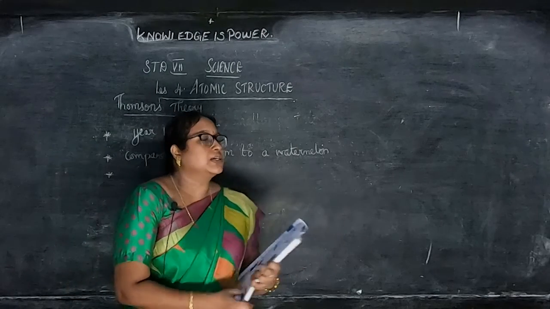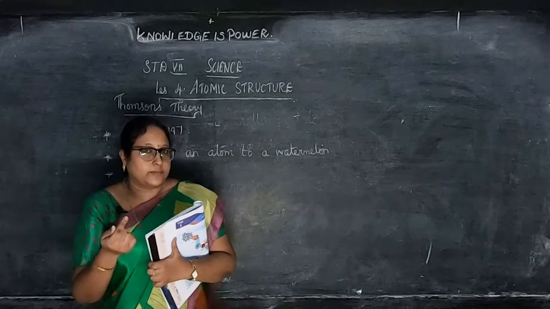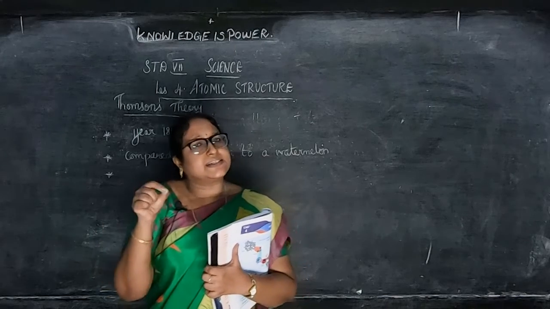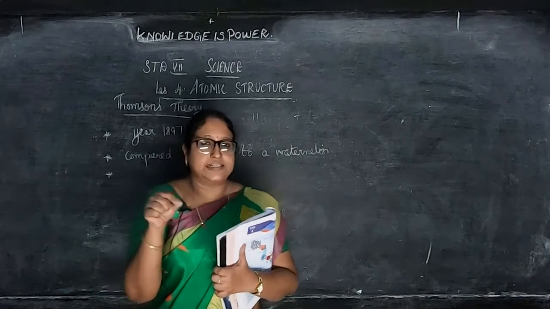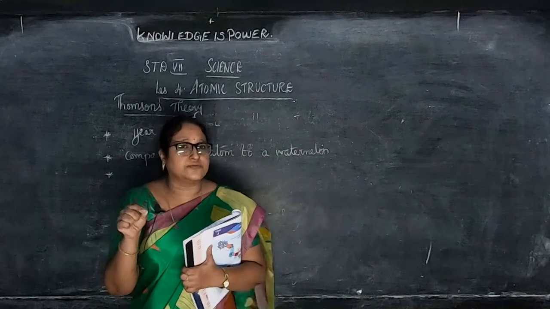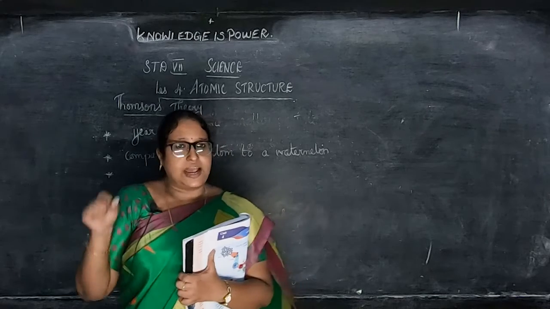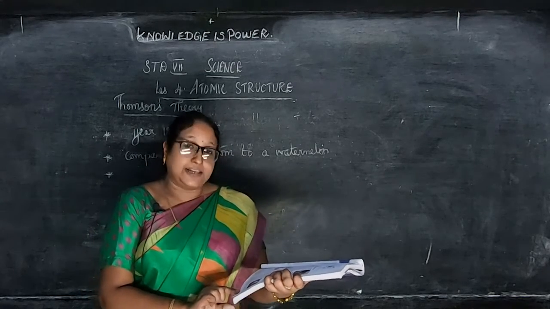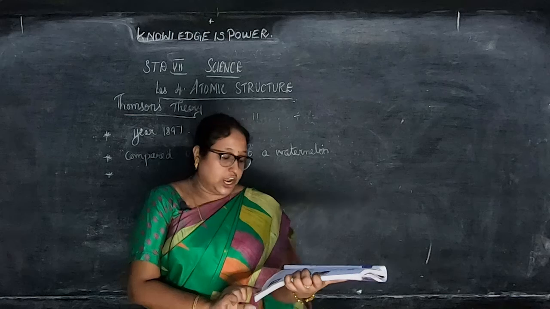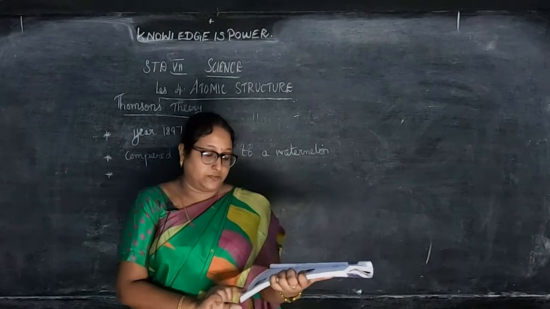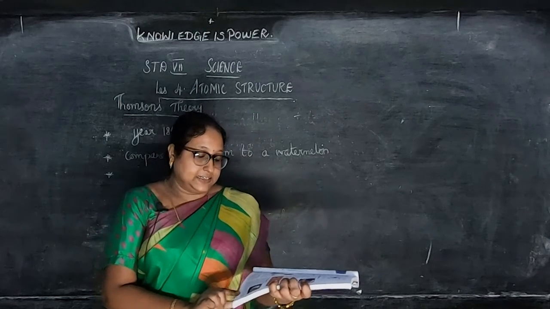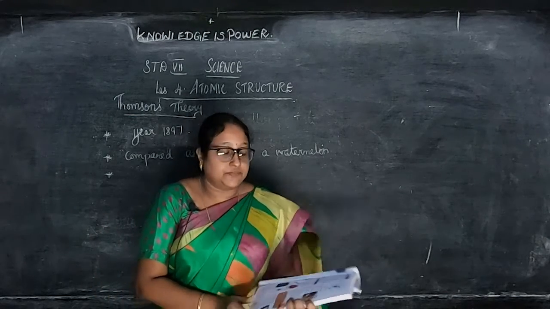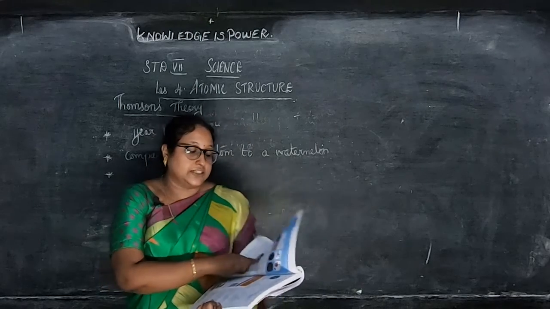How does a watermelon look? When you cut the watermelon, you see red inside, and inside you see the black seeds. So what is the color of the seeds? Black. So outside it's red, and inside you have the seeds. So his theory proposed that an atom has a positively charged part like the red part of the watermelon, and in it are embedded, like the seeds, negatively charged particles.